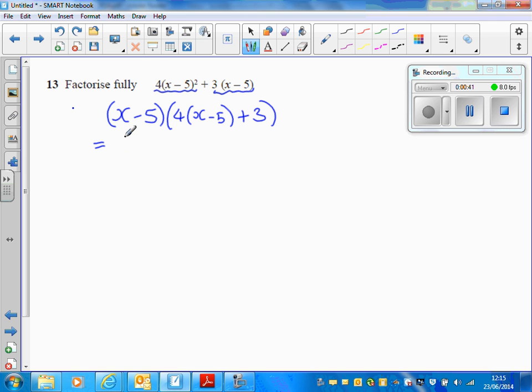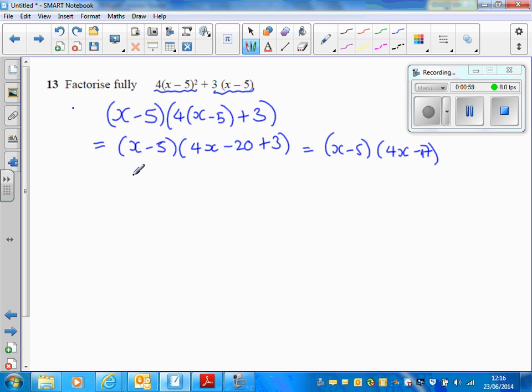Now to factorise completely, it's x minus 5, second bracket. If I remove the bracket, I get 4x minus 20 plus 3, but I can see then that that's x minus 5 multiplied by 4x minus 17.